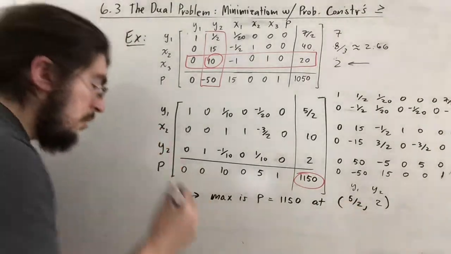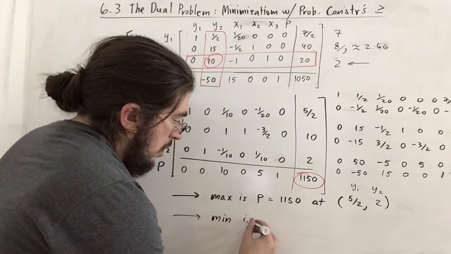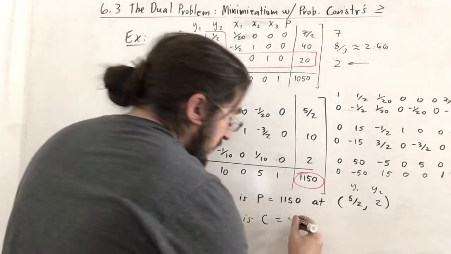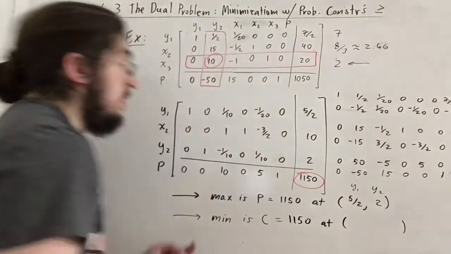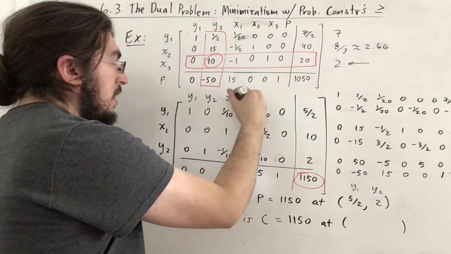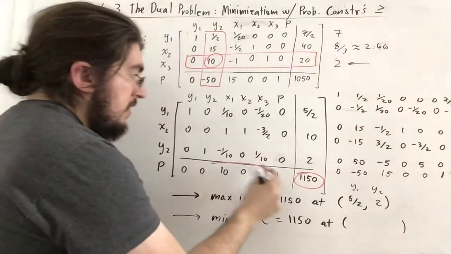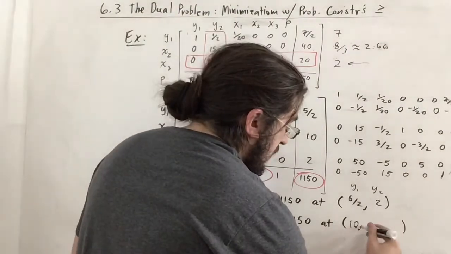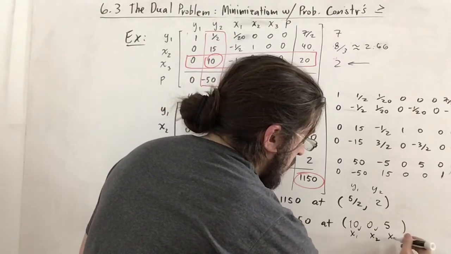Good. So now what does it say about, finally the one we care about, our minimum? Our minimum is C. Remember our objective function there was C. And it's also equal to 1150. And it occurs at what x values? Well, just to relabel things accordingly, this is y1, y2. These were our x's, and this was p. So the y's are these right here, 10, 0, 5, in that order. So it occurs at the point 10, 0, 5. This is an ordered triple.